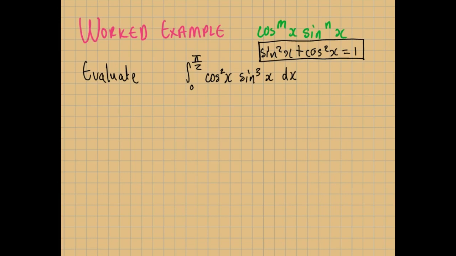All right, now how are we going to do it? We said anything with the odd power is what you're going to split. And you split it to the highest even power that you have, and then you remain with only one. So here's how it's going to look: the integral from 0 to pi over 2 of cos squared x sine cubed x with respect to x.